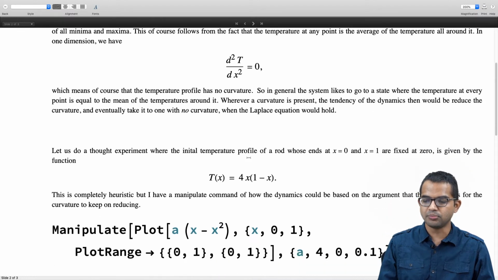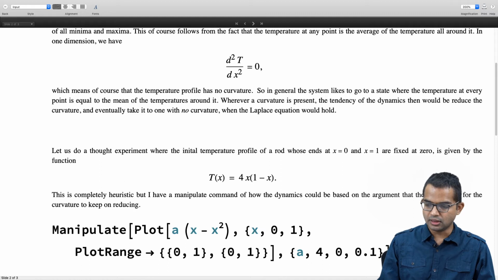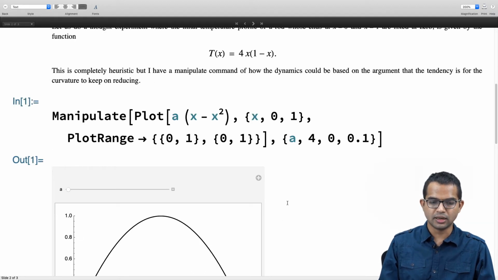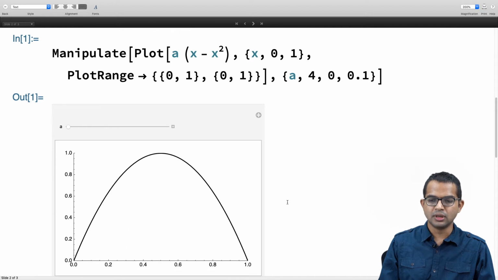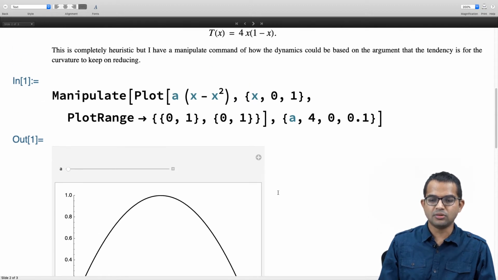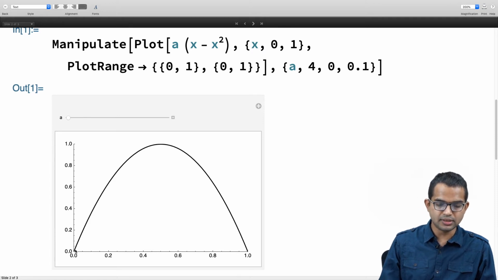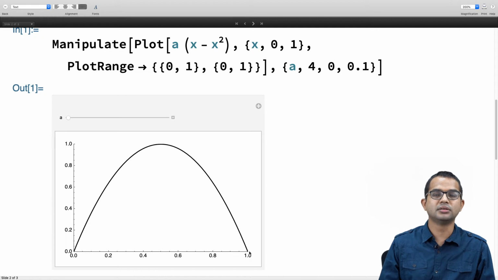And let me plot this function, and in fact in this plot I have made it T of x is equal to a times x times 1 minus x. I'm plotting this, and I allow this a to take different values, right? So I'm imagining a scenario where I start with this profile, but as time evolves, right? We see that this end and this end, they are pegged at this temperature 0, right?